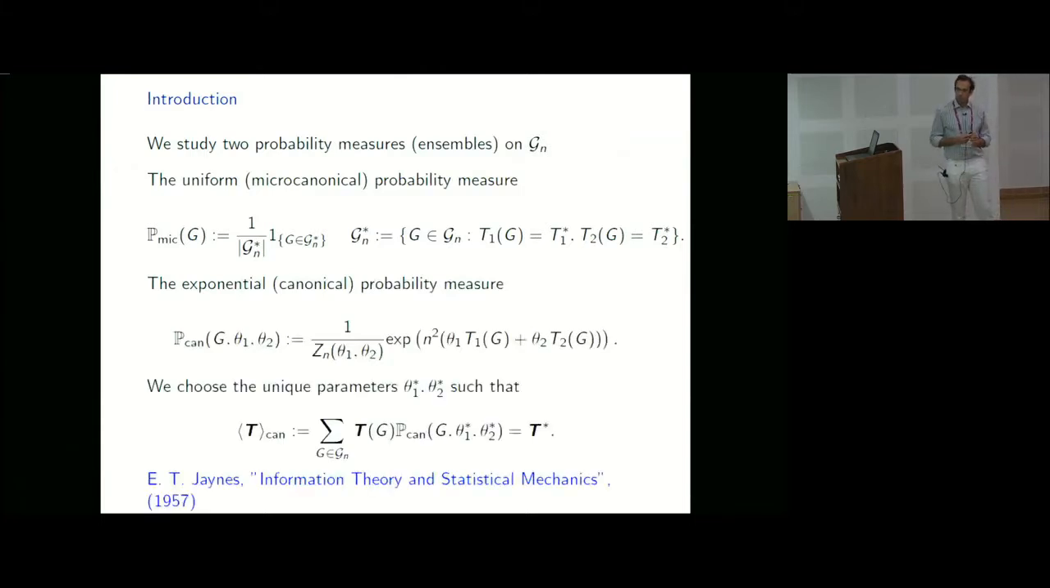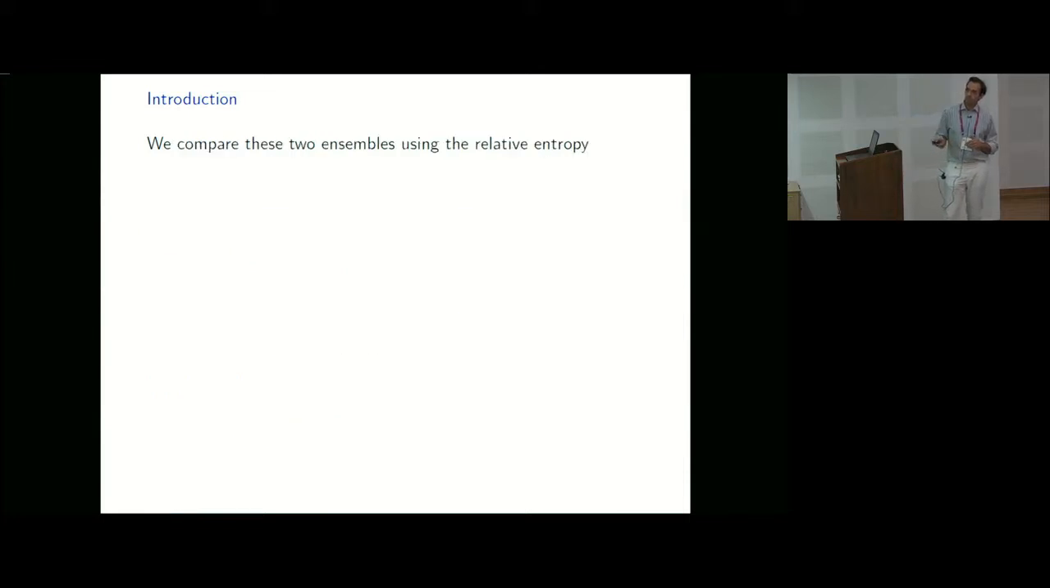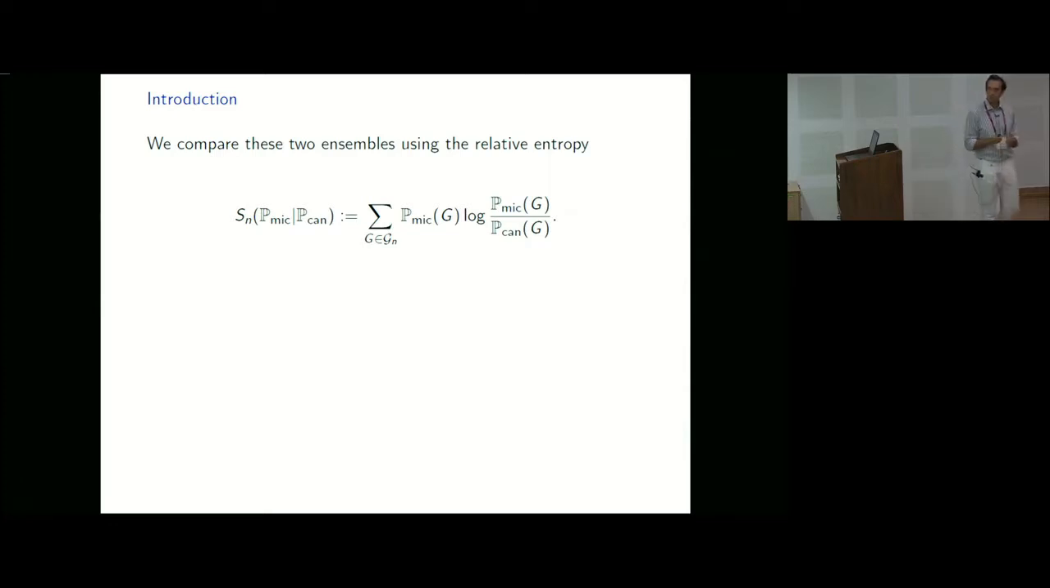Okay, so this is the setting. These are the two probability ensembles we will look at. In general, this has two free parameters, but we are interested in a specific choice which realizes on average this constraint on the edge and triangle density. How do we compare these two ensembles? We use the relative entropy, which is defined in the following sense. The relative entropy between the microcanonical and the canonical ensemble is defined like this, and you can also study, for example, the total variation distance because of an inequality with the relative entropy.